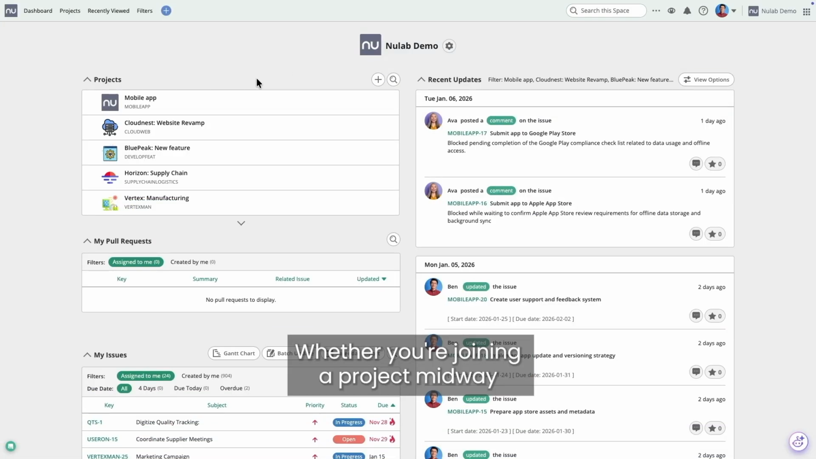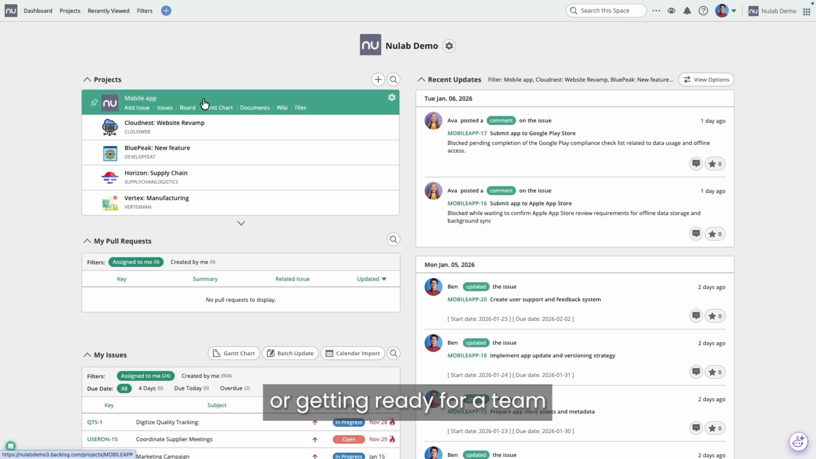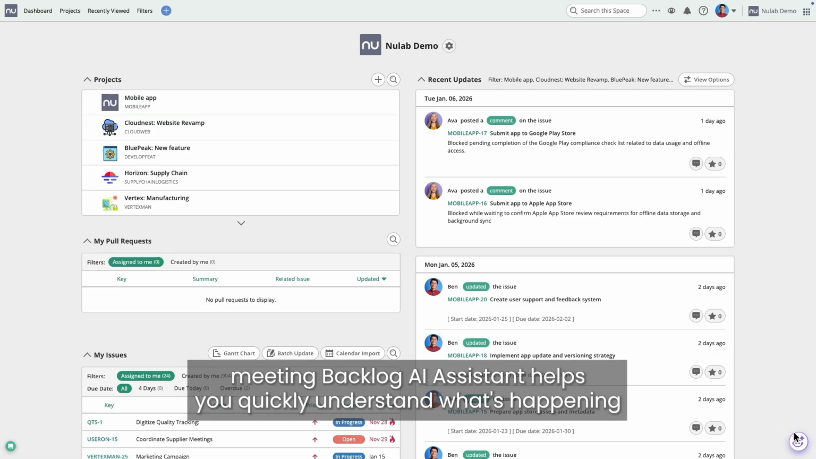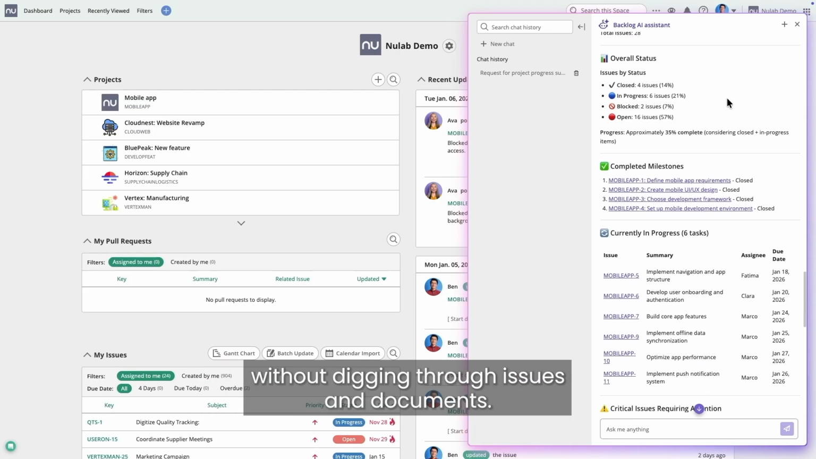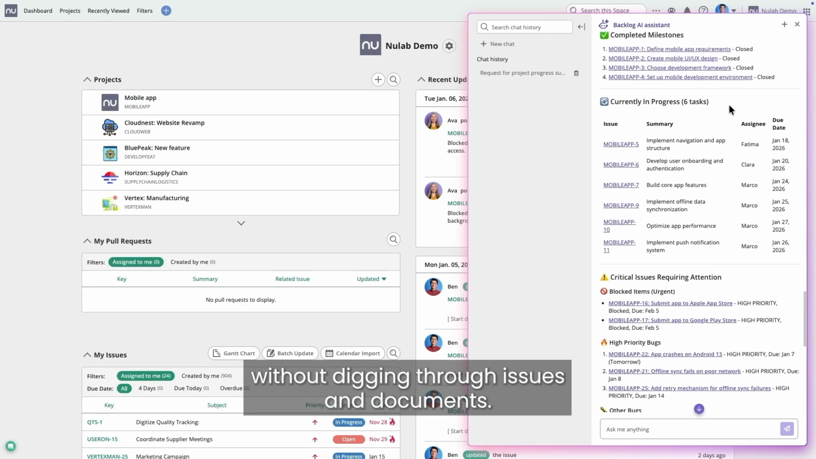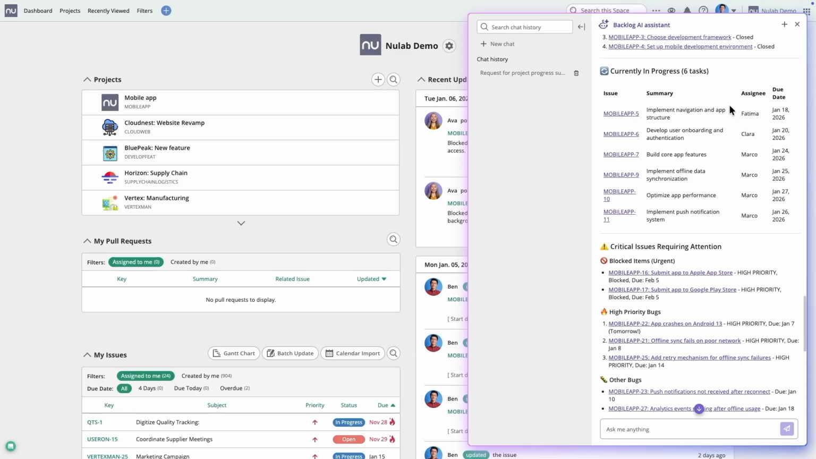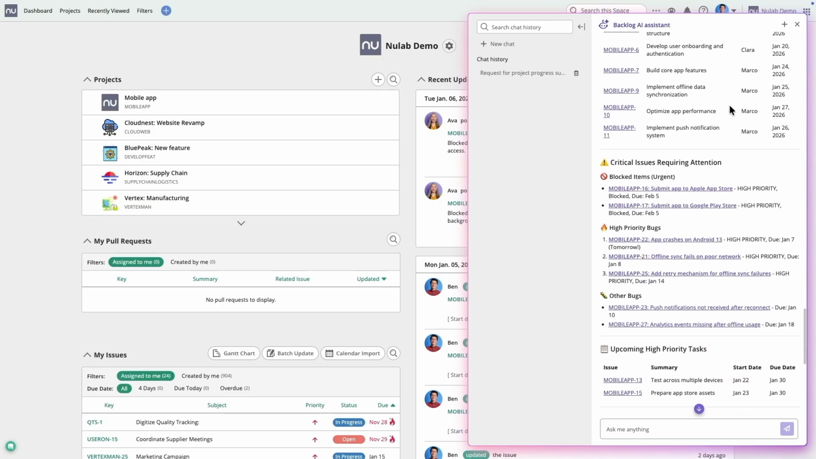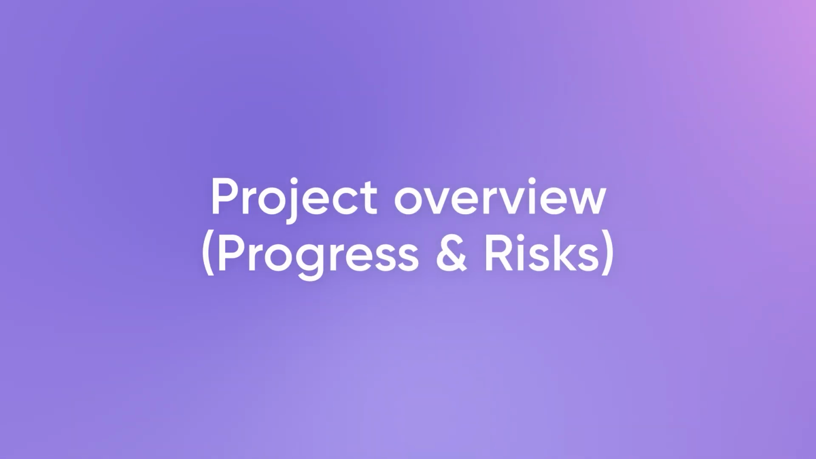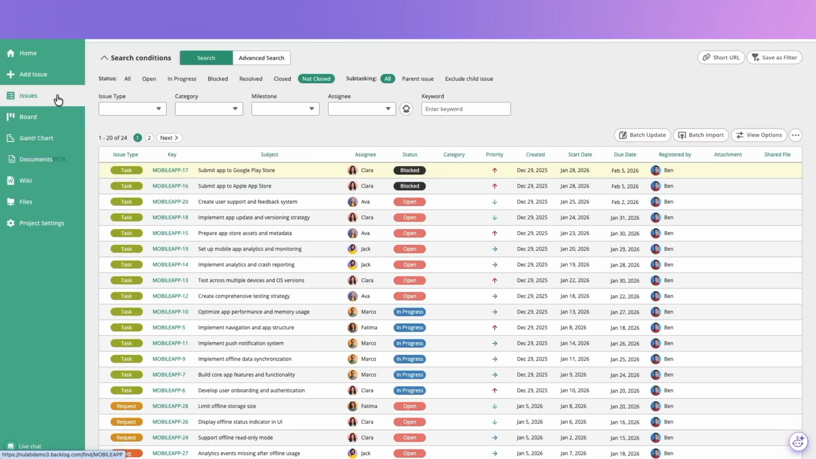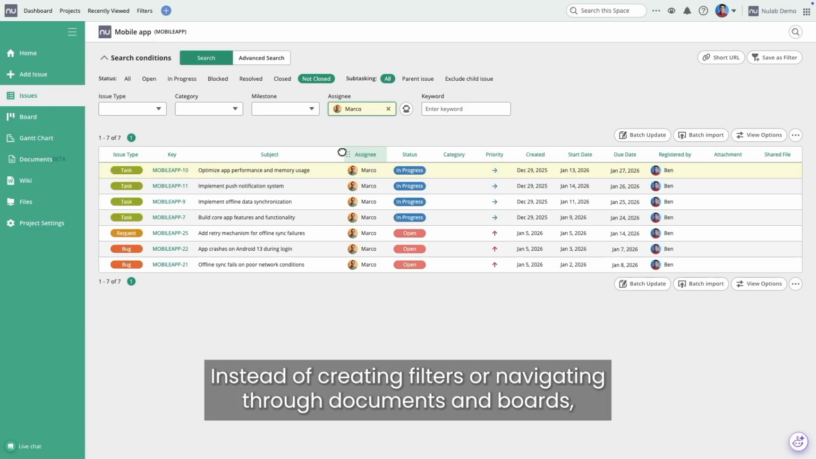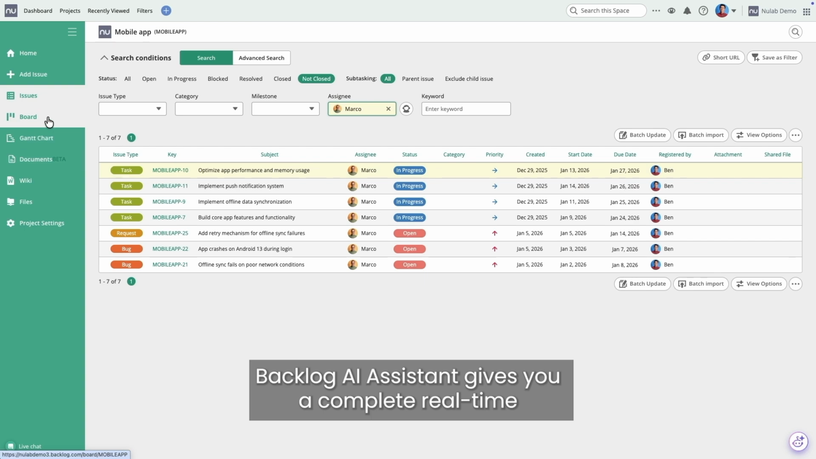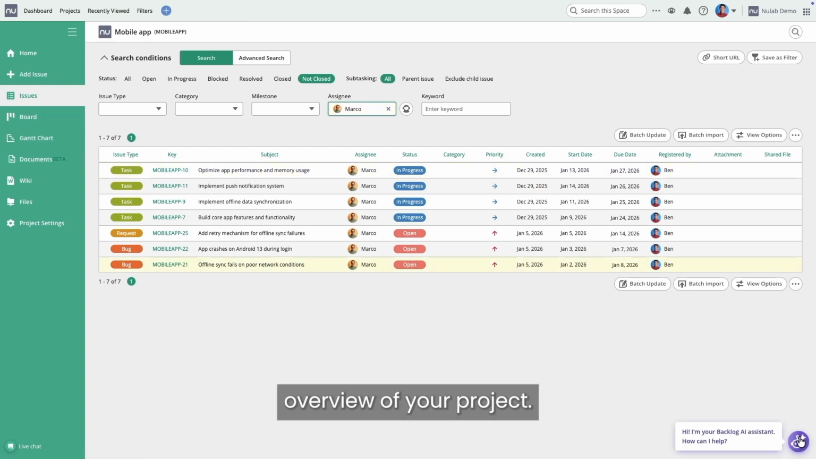Whether you're joining a project midway or getting ready for a team meeting, Backlog AI Assistant helps you quickly understand what's happening without digging through issues and documents. Instead of creating filters or navigating through documents and boards, Backlog AI Assistant gives you a complete real-time overview of your project.